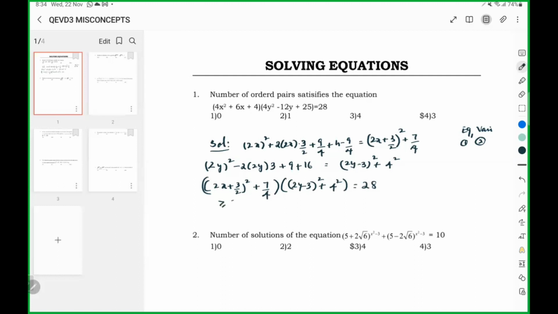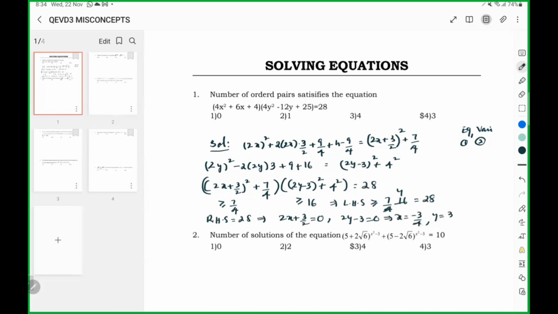Now this one is greater than or equal to 7 by 4, because a square minimum is 0, and the other is greater than or equal to 16. That means LHS is greater than or equal to 7 by 4 into 16, which is equal to 28. But RHS is 28, which is possible only when (2x plus 3 by 2) whole square is 0 and (2y minus 3) is 0. So x is minus 3 by 4, y is 3 by 2.